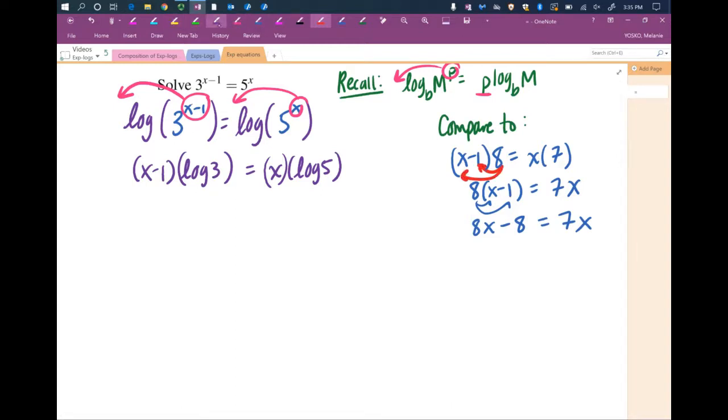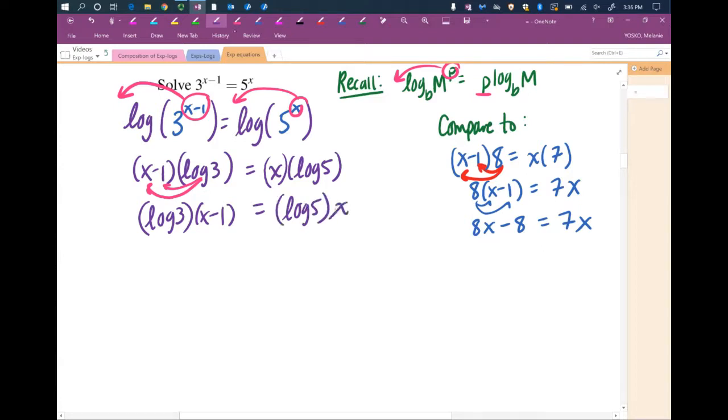So remember, I could have also distributed like this, right? So we're going to look at log 3 times x and log 3 times the negative 1. If that bothers you to look at it like that, just rewrite it. Log 3 times x minus 1, if that's what you need to do. And I'll write this one the other way as well. Log 5 times x. So then we just distribute this times this. So we end up with log 3 times x minus log 3 equals log 5 times x.